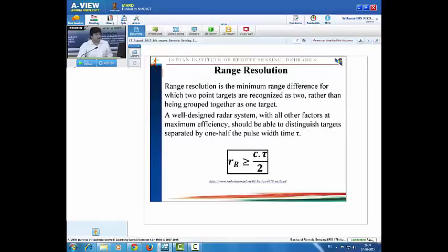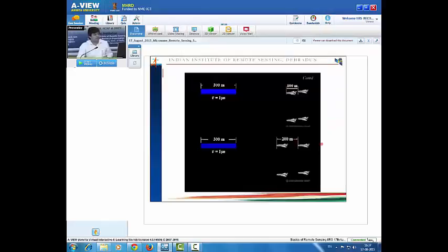You can understand the same with another example. Now here you can see the pulse width tau is 1 microsecond. So C tau will be totally 300 meter. Hence the range resolution for this radar system will be C tau divided by 2. It means that this will become 150 meter.